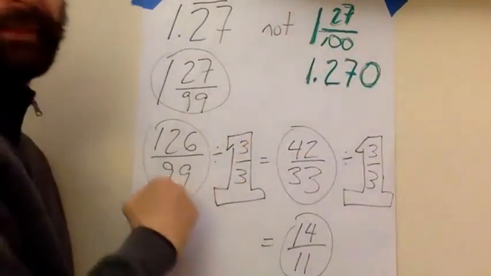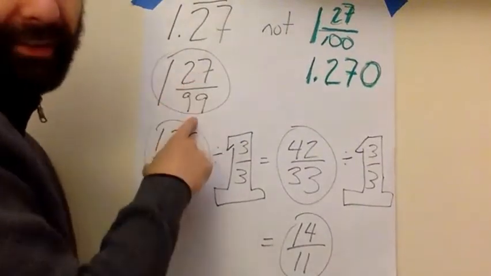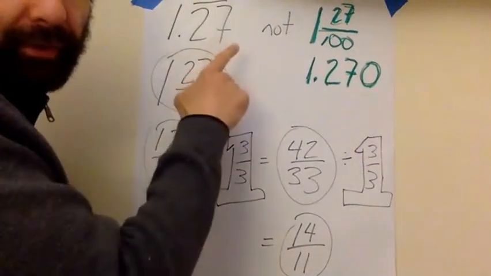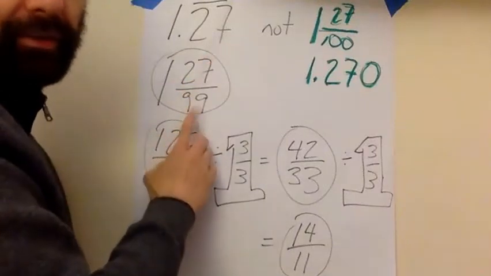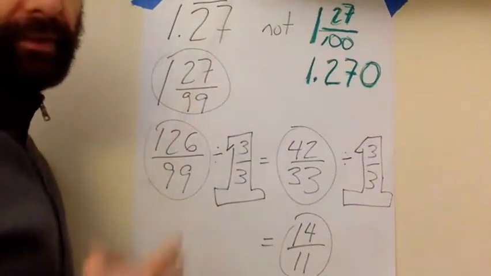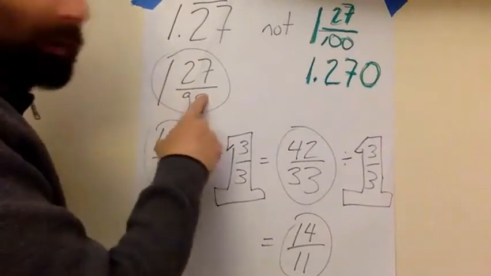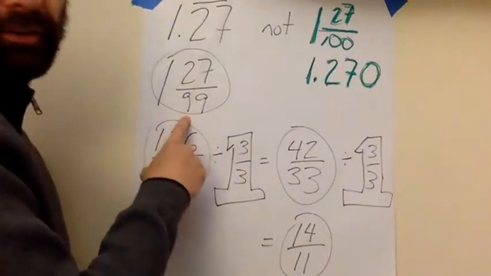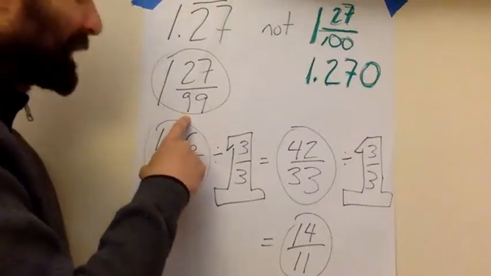1.272727, and so on. You can write that as 1 and 27 over 99 because it repeats, and that's that little trick. Instead of 1 and 27 over 100, to make it repeat, you decrease that denominator by 1. Well, 1 and 27 over 99 was not one of my choices, so I converted to an improper fraction because they were all improper fractions.